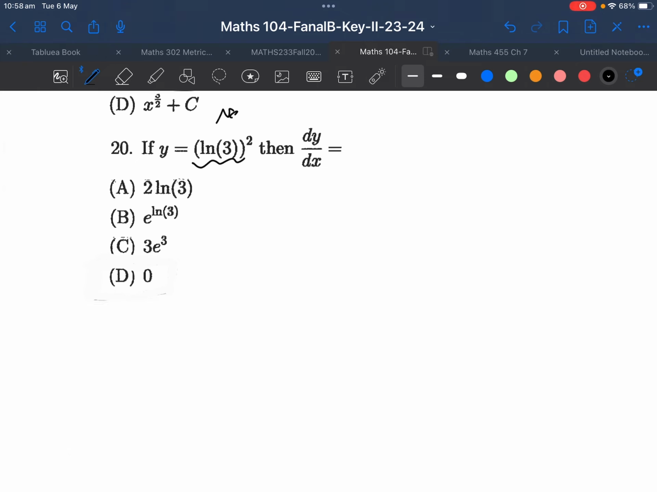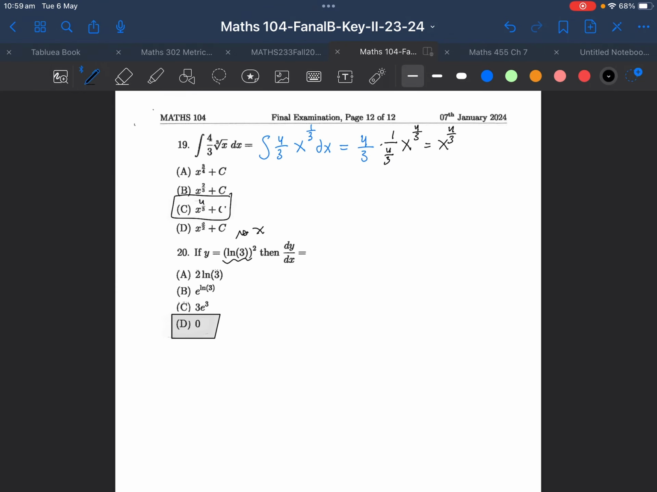Last question is the easiest one. This one has no x. So if there is no x, the derivative is 0. Again, I advise you to go over the whole exam again, solve it by yourself, and then compare your answer with mine and check if you get it correctly or not and what is needed.